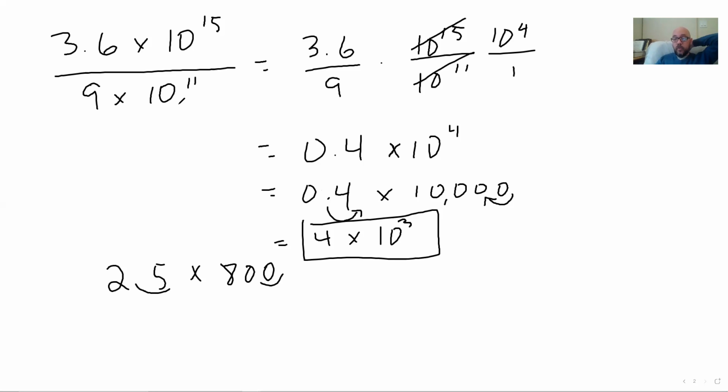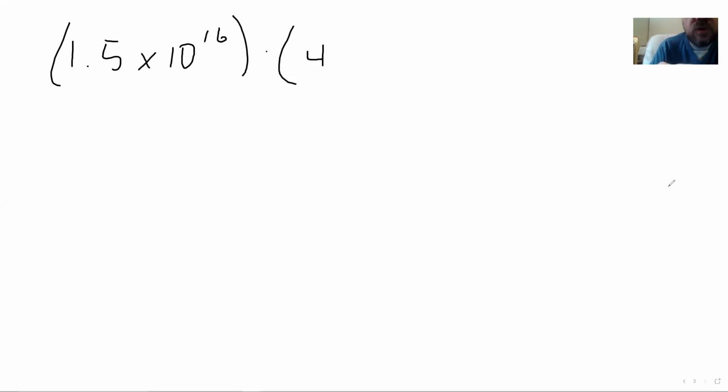We can also do the same thing with multiplication in a very similar and equally convenient way, perhaps even more so. If I have, let's say, 1.5 times 10 to the 16th power times 4 times 10 to the negative 11th power, right? So let's say I've got those things. Keeping track of all these decimal places would be a mess, right?